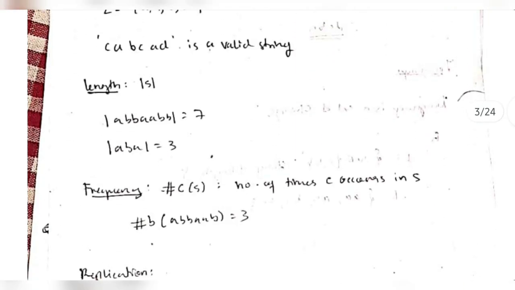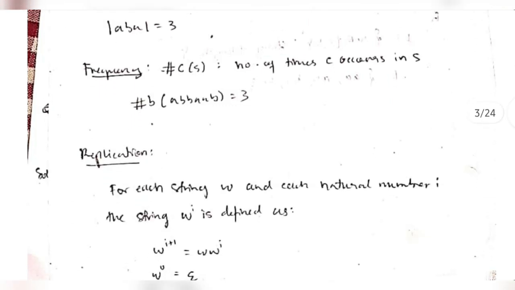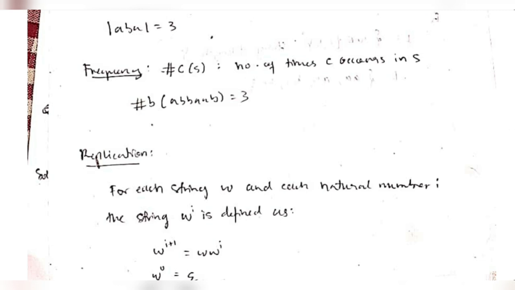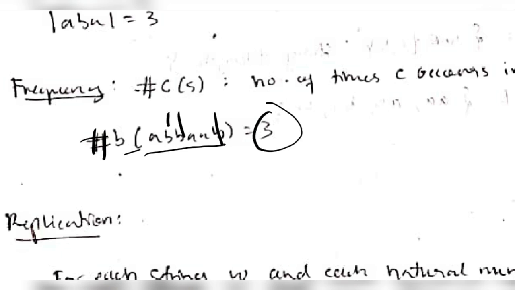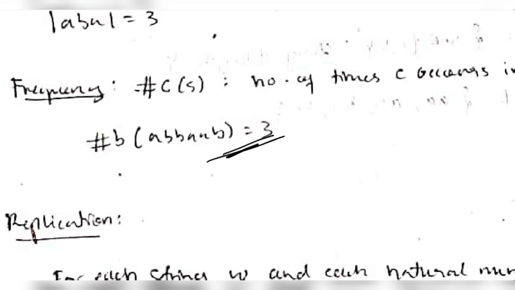After that, we have some functions on strings, like what is the length of a string. Length of this string is 7 because it has 7 alphabets. Length of this string is 3, okay. And coming to frequency, it's denoted by the letter which is repeated in this string. For example, if I write hash B and I have written this string here, how many times B has occurred in this string, that we will be finding out. B has occurred here, here and here. So the frequency of B in this string is 3, okay. So that's about the frequency.